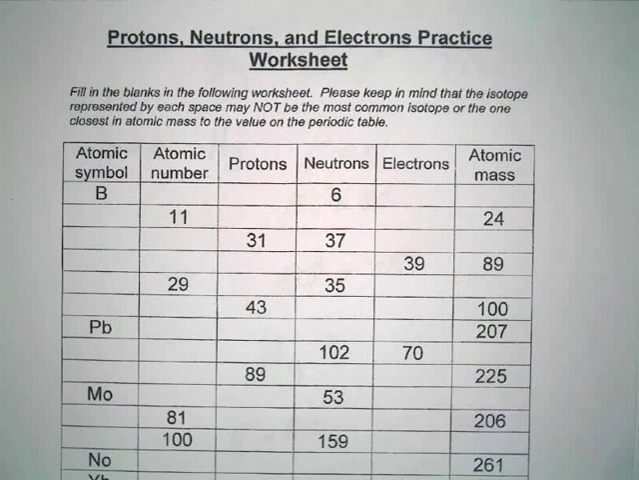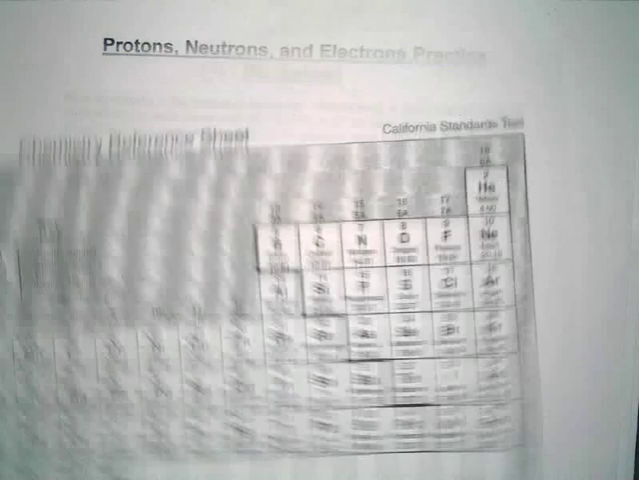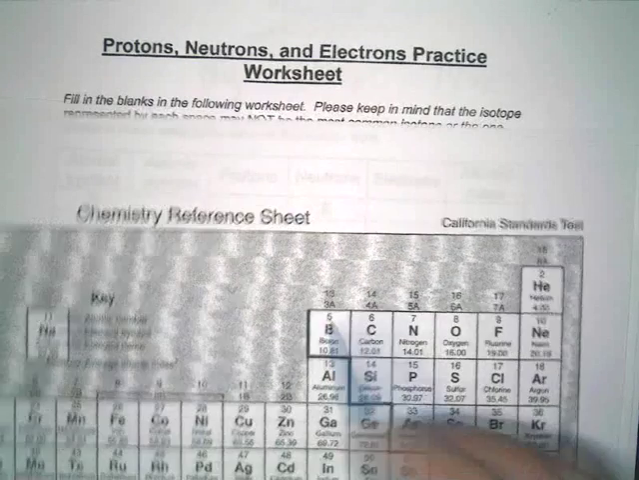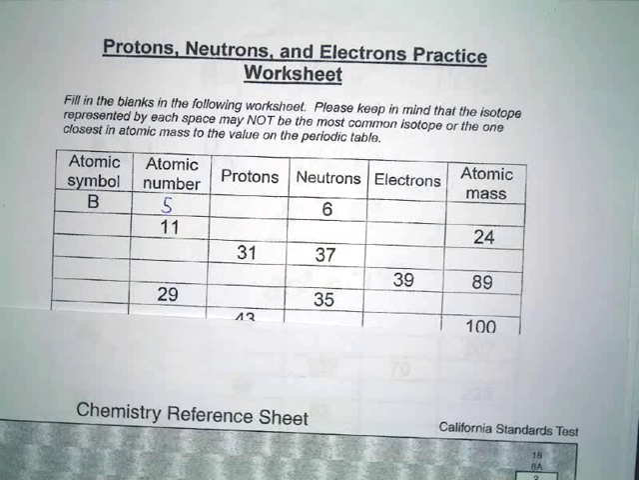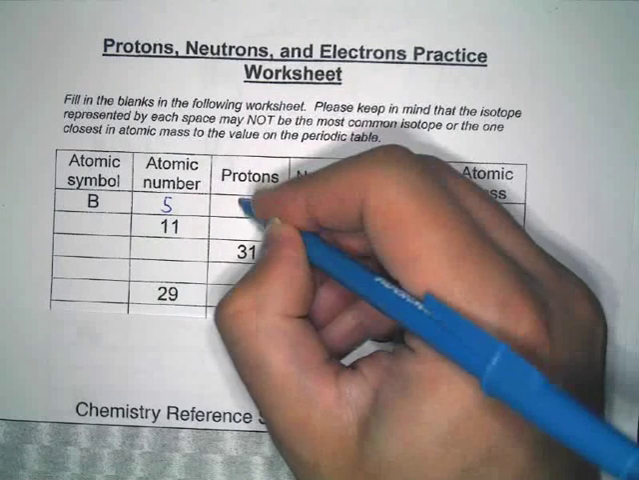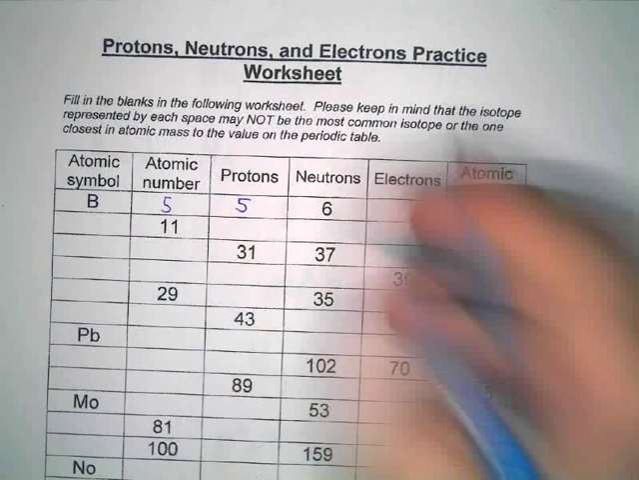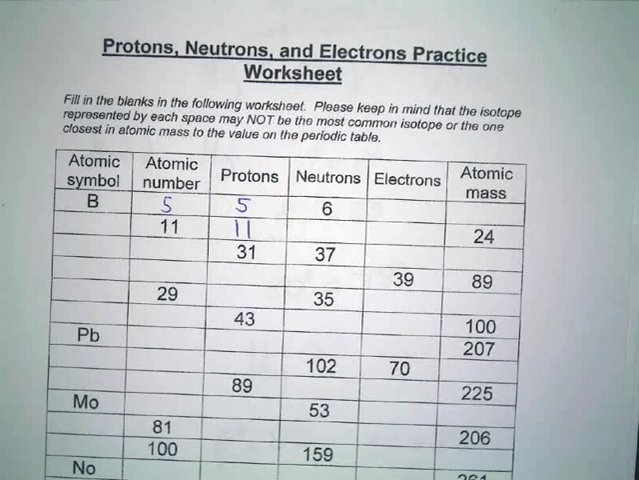Let's go through and do an example. Atomic symbol, B. Atomic number, you're going to look it up. Boron's atomic number is 5, so you write in 5. Now, you should remember, hopefully, that the number of protons is equal to the atomic number, so that's 5. Every time. If you're given 11 here, you just write 11 in right there. Doesn't even matter.